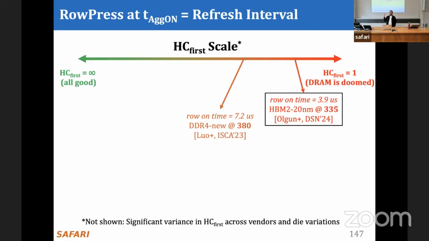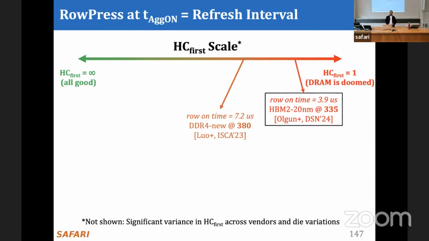I hope that you're familiar with this cartoonish picture by now, because I already showed it before. On the left side, we have everything good. On the right side, we have DRAM is doomed. You can see that with the new DDR4 DRAM chips, we can induce bit flips with 380 row activations if we keep rows active just to abide by the nominal refresh interval. And in HBM2, it's even worse. 335 row activations are enough to induce bit flips.